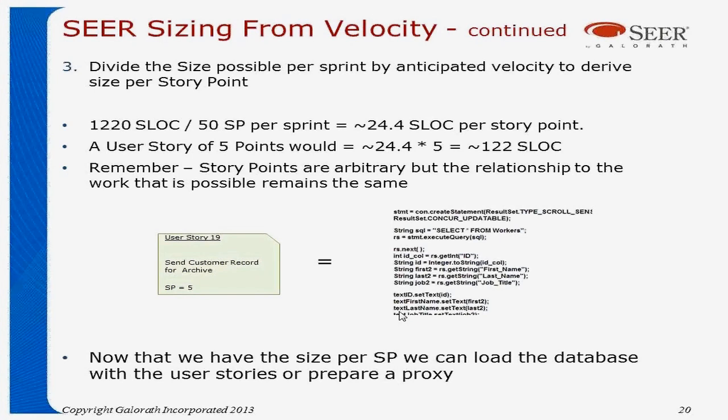This is what we want to accomplish, is understanding how many lines of code are related to the story points. So if we had a user story, and that user story was calculated to be 5 points, you simply multiply that times the lines of code. In this case, it gives us 122 lines of code for that user story. You can do this for each of your user stories. But remember, story points are arbitrary, and the relationship to the work is going to remain the same. So if one team may call the user story a 5, another one may have called it an 8. So story points are team dependent.